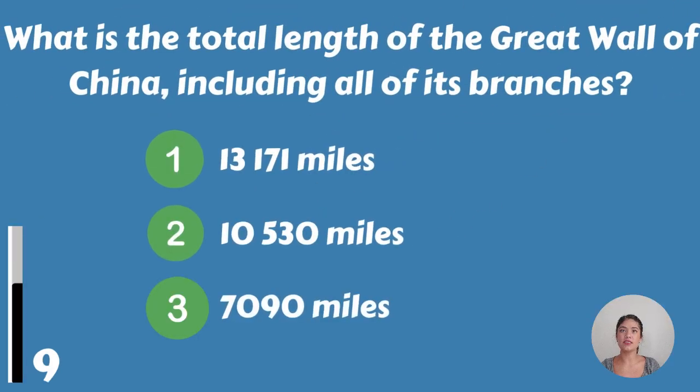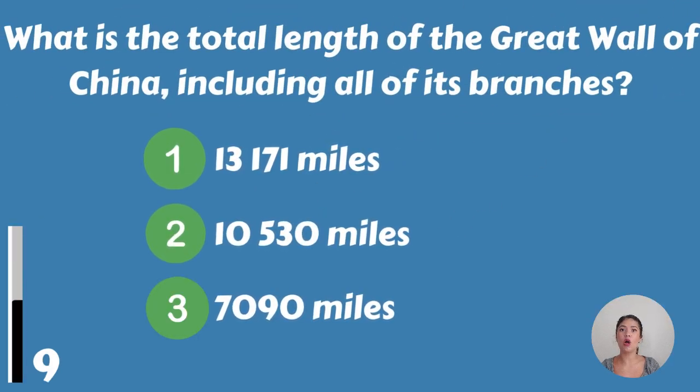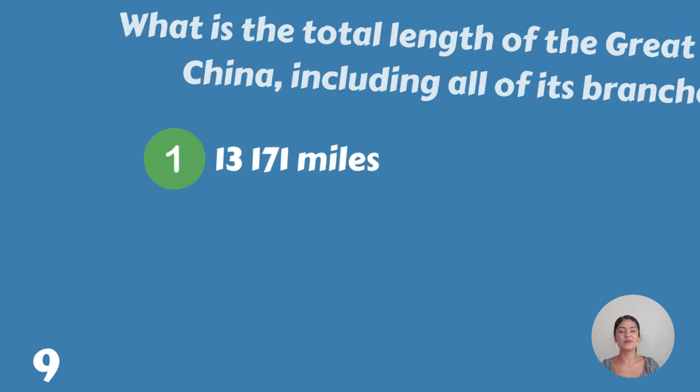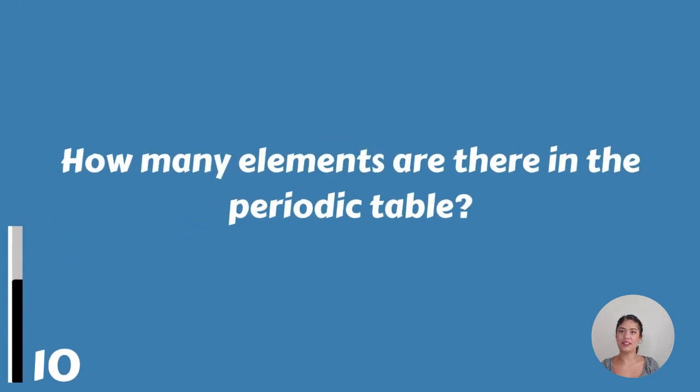What is the total length of the Great Wall of China, including all of its branches? 13,171 miles, 10,530 miles, 7,090 miles. 13,171 miles.